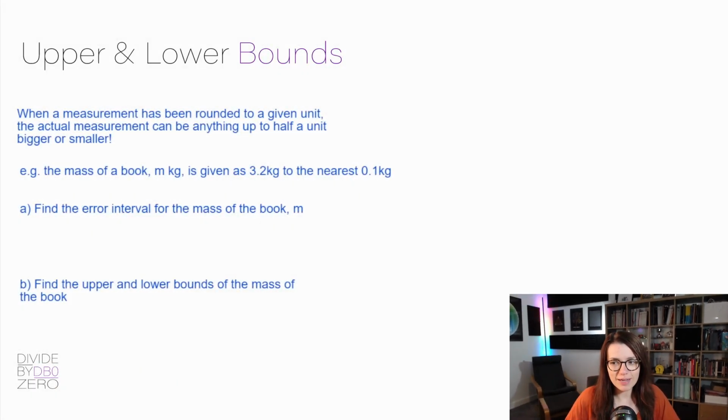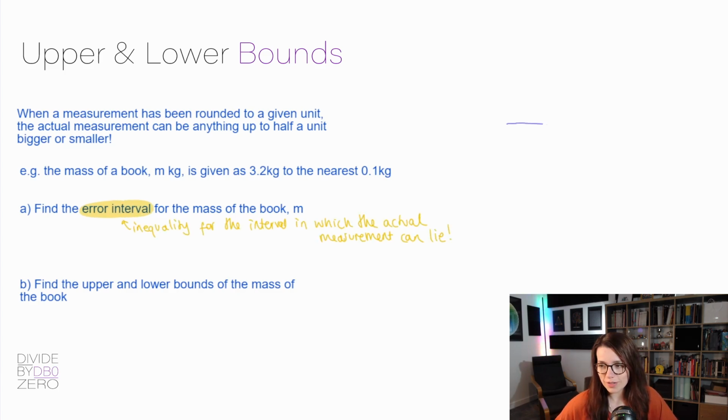When a measurement has been rounded to a given unit, the actual measurement can be anything up to half a unit bigger or smaller. As an example, the mass of a book, m kilograms, is given as 3.2 kilograms to the nearest 0.1 kilogram. Part A, find the error interval for the mass of the book, m. Now, an error interval is just an inequality for the interval in which the actual measurement can lie. To work it out, I like to draw a number line.